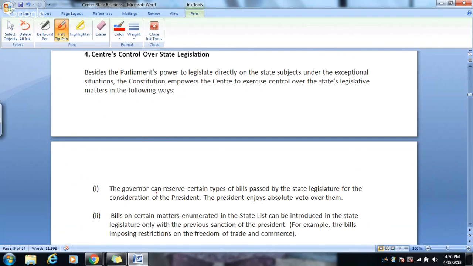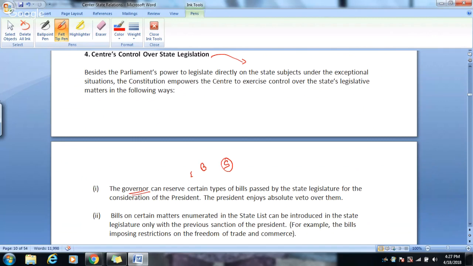So what are they? The governor can reserve certain types of bills passed by the state legislature for the consideration of the president. The president enjoys absolute veto over them. Meaning, there will be the Center's control over the state legislation. The governor is the head of the state. The governor can reserve certain types of bills passed by the state legislature.